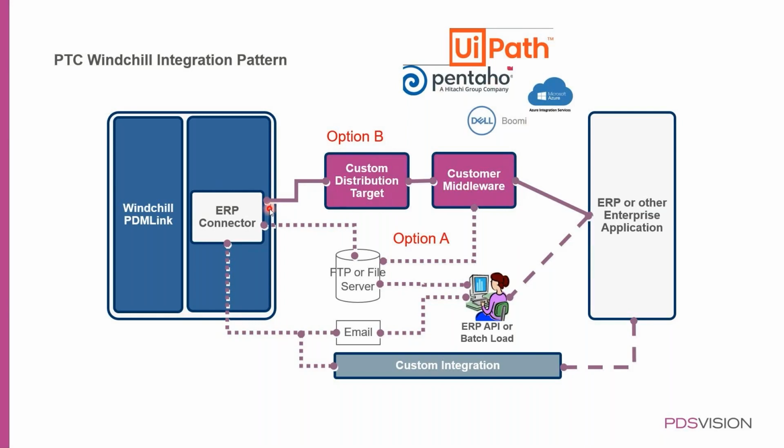And then we have done projects with customers where we are able to create this custom distribution target and support their need to publish to the middleware. And from here on, the customer takes on the responsibility for the downstream system, to transform the information and communicate with the downstream system.